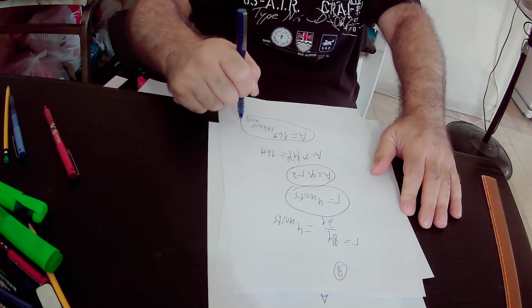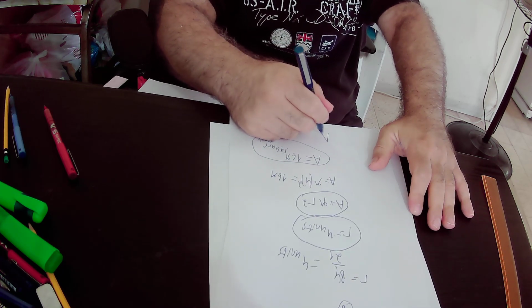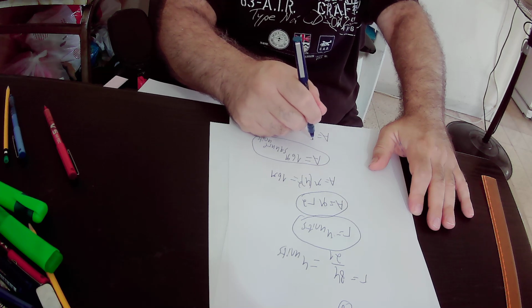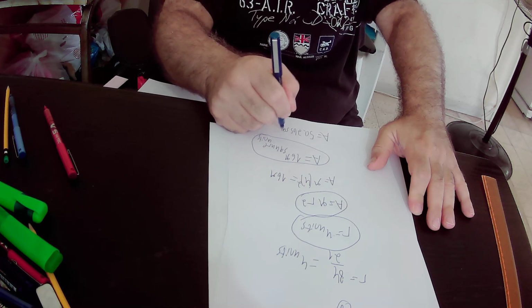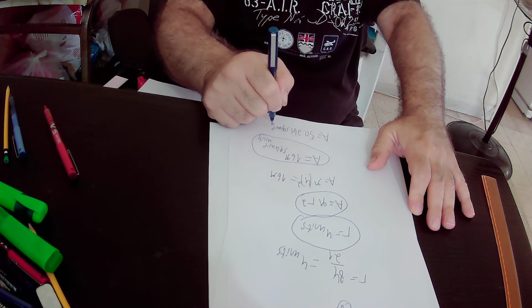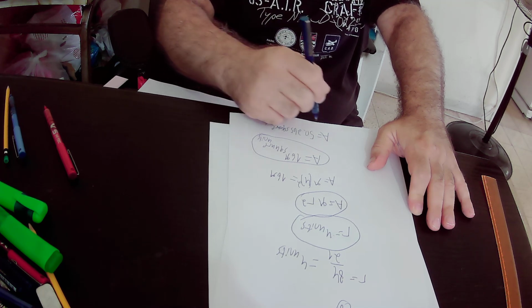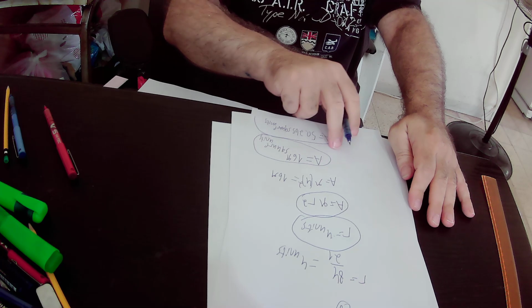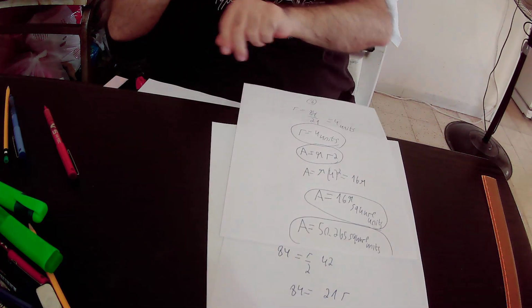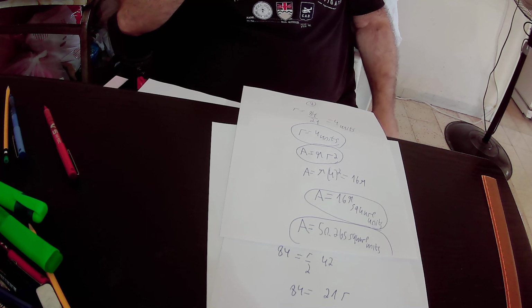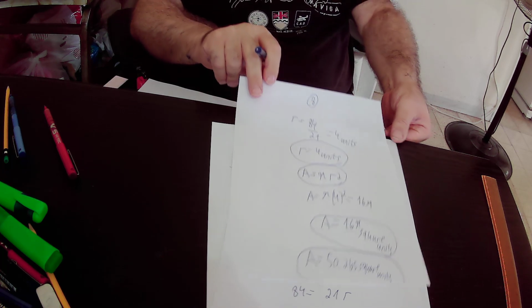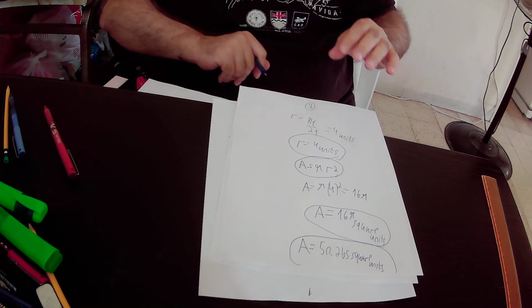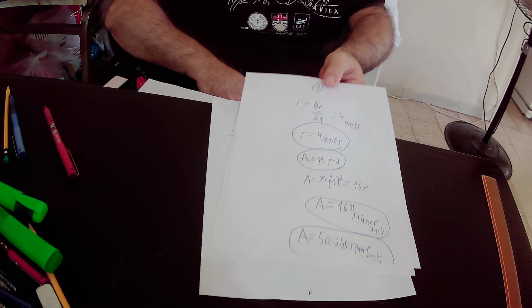Or in terms of numbers, the area of the green circle equals 50.265 square units. So the area of the green circle equals 16 pi square units, or in terms of numbers, 50.265 square units.